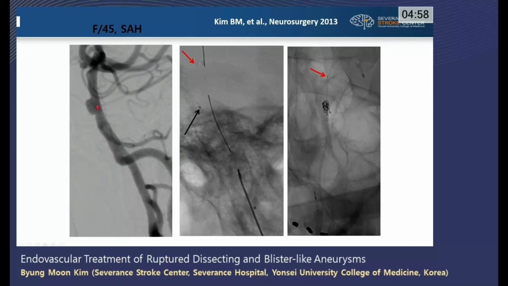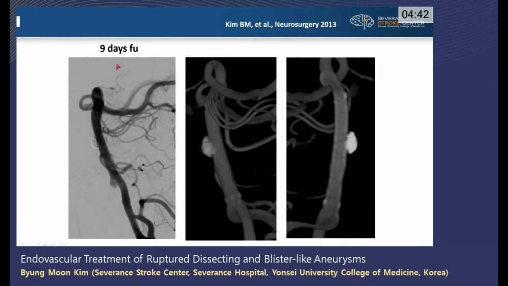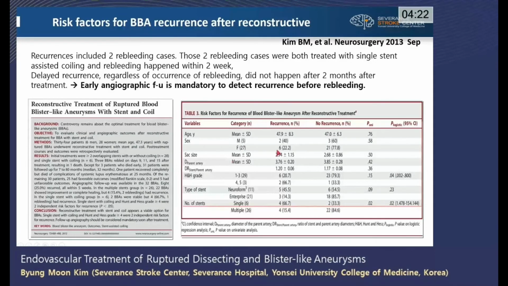This is a basilar artery blood blister-like aneurysm. Very similar technique. This is the stent strut, jailed microcatheter. Coiling was performed, and then the microcatheter re-advanced. 2 more stents were deployed like this. The 9 days follow-up angiogram shows a complete occlusion state. The 30 months follow-up angiogram shows a complete occlusion state. Also, you can see a gap between the coil mass and the basilar artery lumen, suggestive of complete neointima covering over the blood blister-like aneurysm neck.